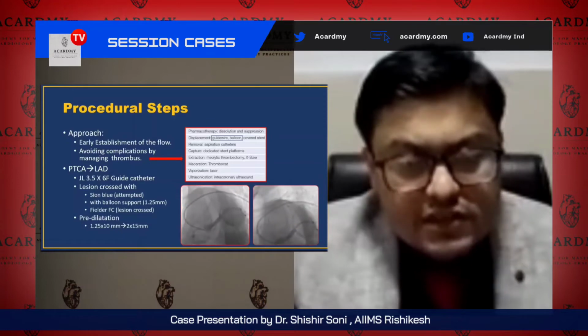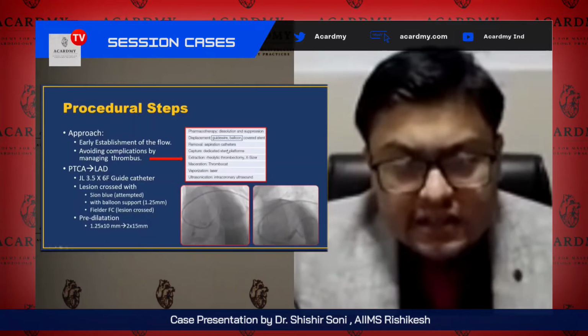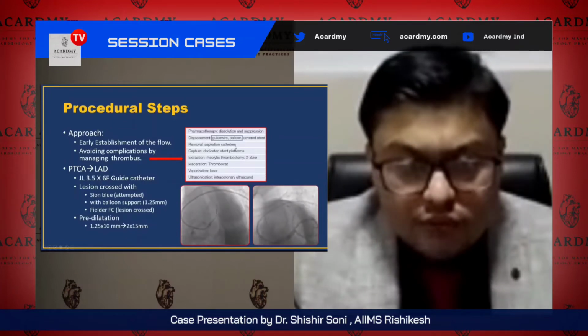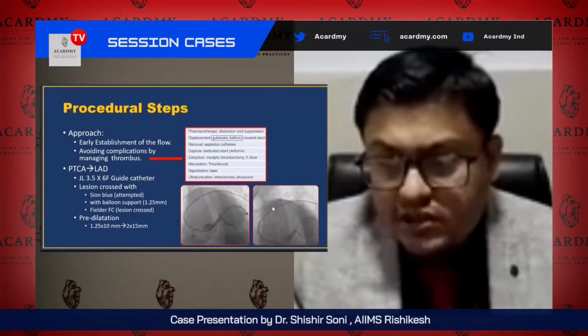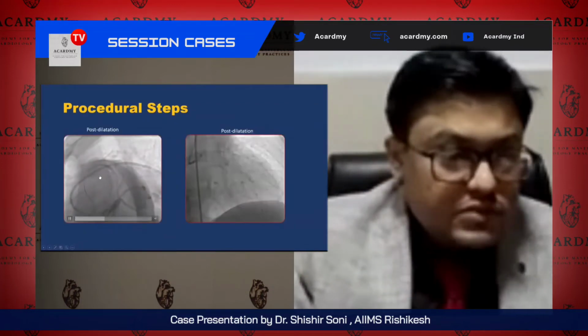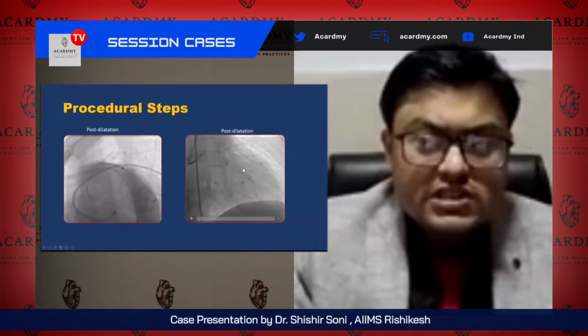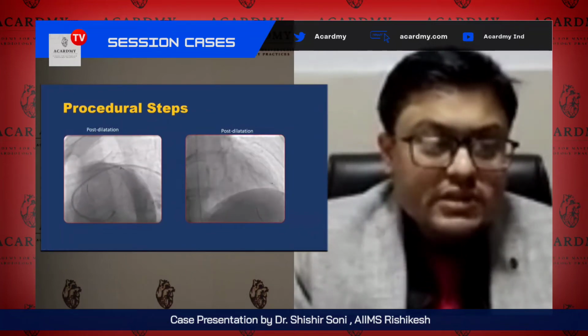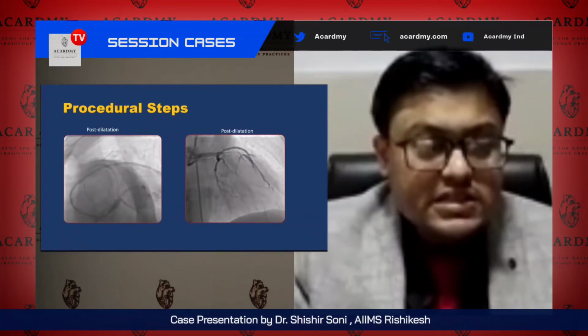However, it could not be crossed, and then we attempted with balloon support. Finally, the lesion was crossed with a Filter FC wire, and pre-dilatation was done with a 1.25 by 10 mm balloon followed by a 2 by 15 mm balloon. As shown in this video, flow has been established, although there was some slow flow.